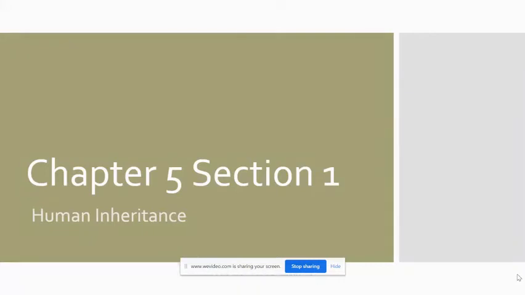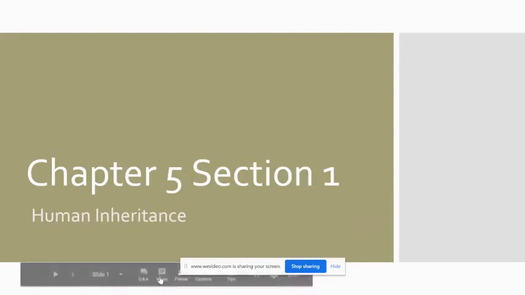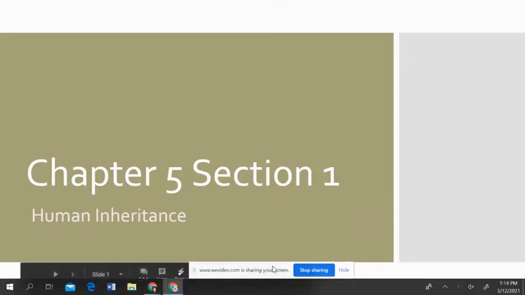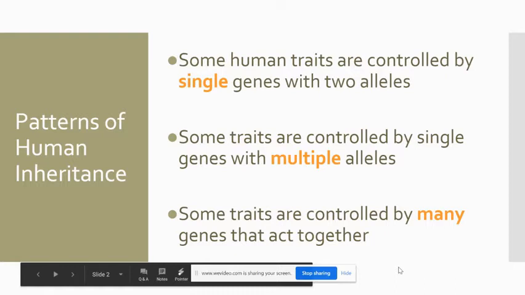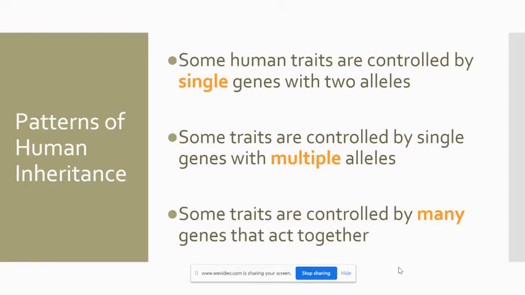Chapter 5, Section 1 notes here, human inheritance, pretty much talking about the same thing that our guided reading notes did, but adding a little more to it. So, we have what is called patterns of human inheritance. This is when some human traits are controlled by a single gene with 2 alleles. Some traits are controlled by a single gene with multiple alleles. And then some traits are controlled by many genes that act together.